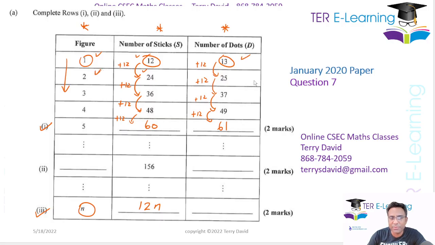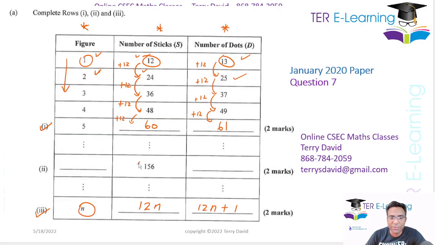In figure 2, you have 25 dots. So what you are really doing is multiplying the figure number by 12. So you're saying 12 multiplied by the figure number, and we're just adding 1 to that. That's all that's happening there. So that's my general rule. And once you work out the general rule, everything becomes easy now, right?